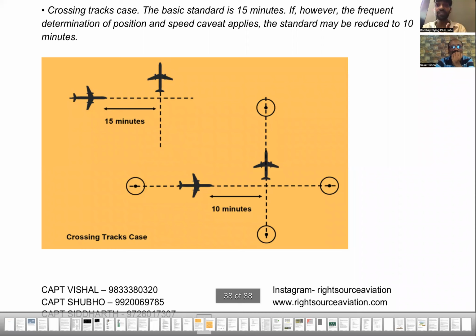Okay. For crossing track traffic the standard is 15 minutes. The aircraft that is supposed to cross the point of another aircraft, that other aircraft shall be 15 minutes away. It can be reduced to 10 minutes if frequent determination of position and time has been shared with the ATC. Okay, then there is another type, reciprocal traffic. For reciprocal traffic, vertical separation has to be provided 10 minutes prior to the meeting point between the two aircraft. That is this diagram, this one.